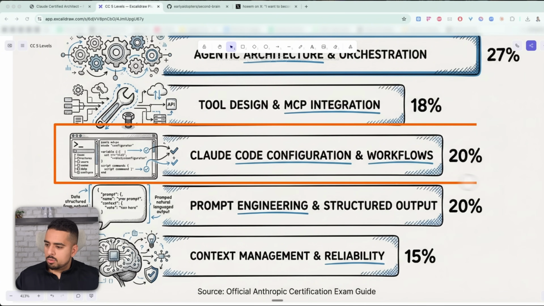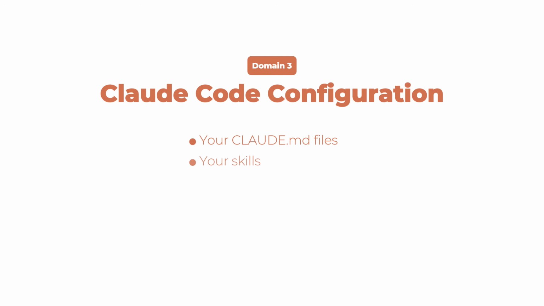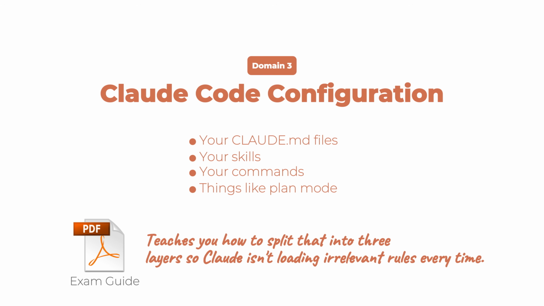So Claude Code configuration sits at 20%. This is your Claude.md files, your skills, your commands, and things like plan mode. And most people dump everything into one giant file. But the exam guide teaches you how to split that into 3 layers so Claude isn't loading irrelevant tools every single time you ask it something.